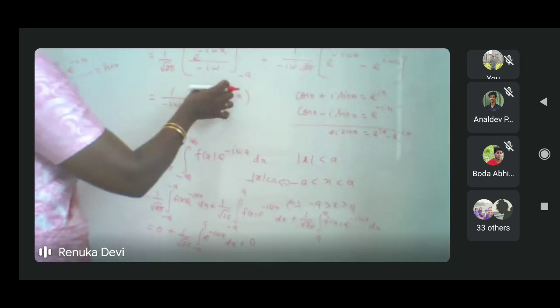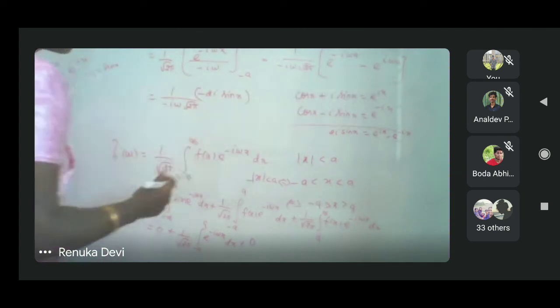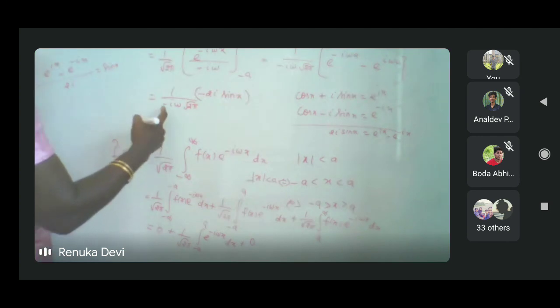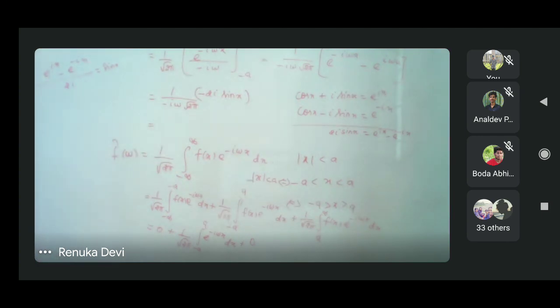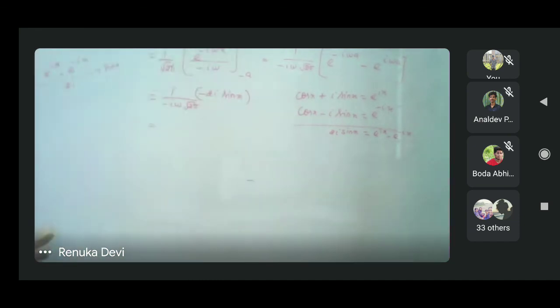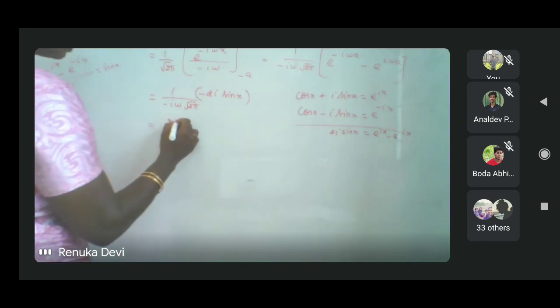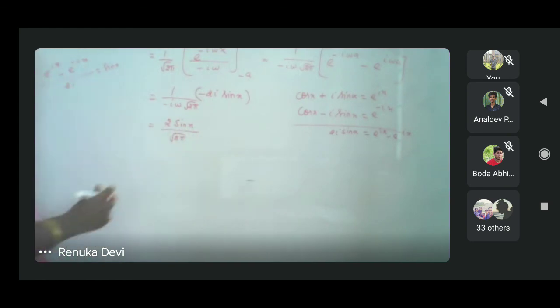But here, the terms are interchanged. Therefore, I have a minus, and this minus minus cancels, the i cancels. So, what are we left with? 2 sin x by square root of 2.